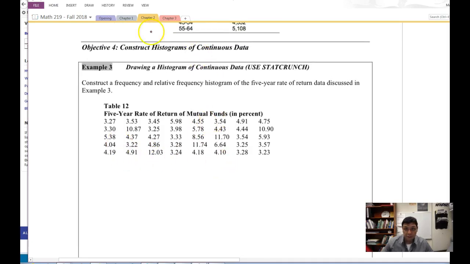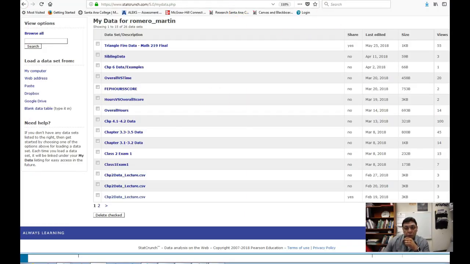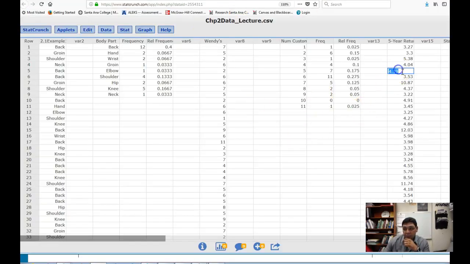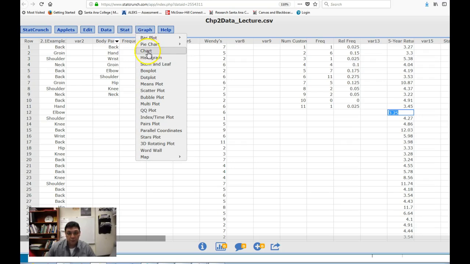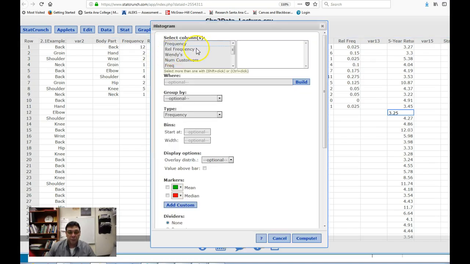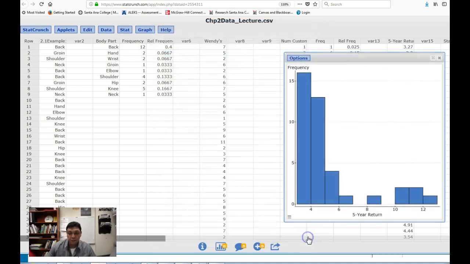Let's actually construct this. The way we are going to do that again is through StatCrunch. I want to make sure I have that data entered right here. On StatCrunch, what you're going to do is graph, histogram. That data is in already. You have to put that in histogram. And then the variable is 5-year return. So we put that in there, and we're creating a histogram. And that's all we got to do. It's going to do all the work for us here. You can pick the type you want, a frequency or relative frequency. We need to do both in this case, but this is what we got.